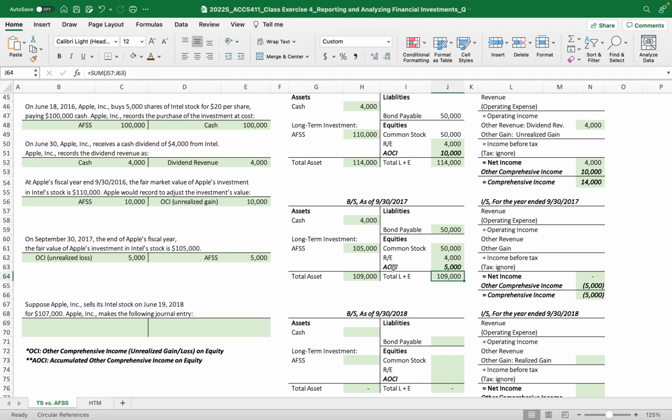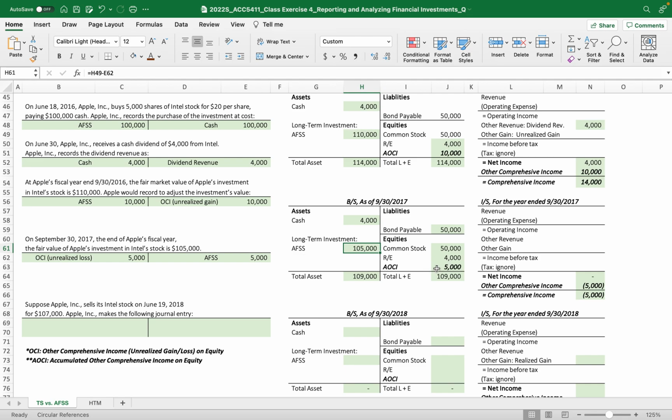So as you can see, this AOCI $5,000 is cumulative unrealized gain, right? We increased unrealized gain 10,000 and decreased unrealized loss 5,000 in the accumulated other comprehensive income. We increased here in the prior year and the current year 5,000, right? Then exactly this $5,000 explains the difference between the original cost of $100,000 investment, the initial cost, and the market value at the end of fiscal year 2017, right?